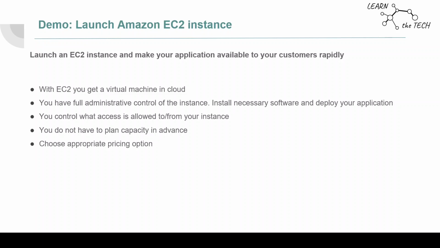And because you are using AWS service, you don't have to plan the capacity in advance. So you can start with a smaller size capacity in terms of CPU, memory, storage. And as your demand increases, then you can change to a bigger size. Also, you have multiple pricing options, so you can choose the one that suits your needs. So now let's see how to launch an EC2 instance.